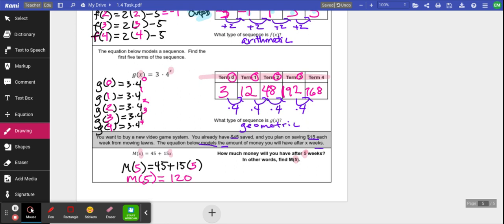120. Okay, now that is the numerical answer, but this is a word problem. We have to answer the question that they're asking also with words. So I would say you will have $120 after 5 weeks, because that's the answer to the question that they asked.